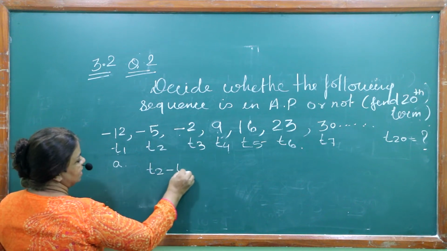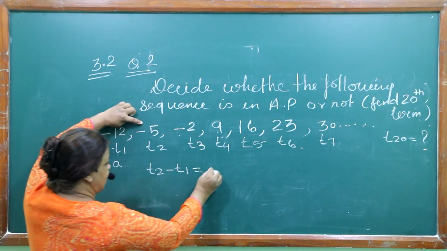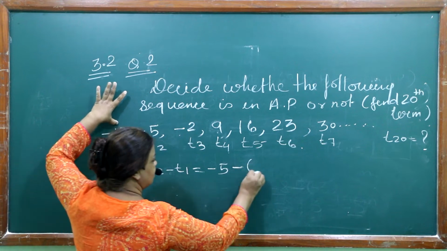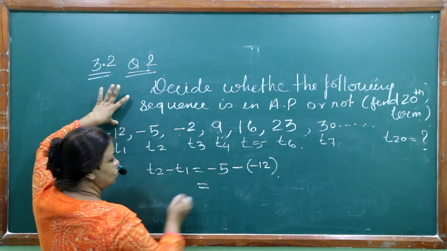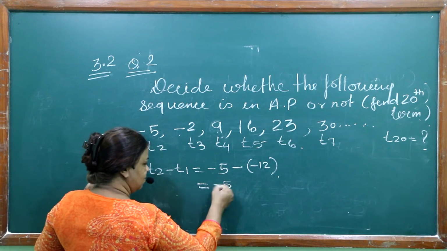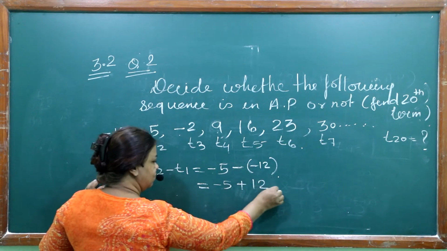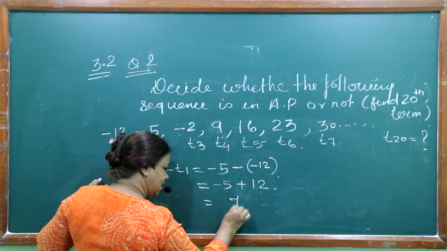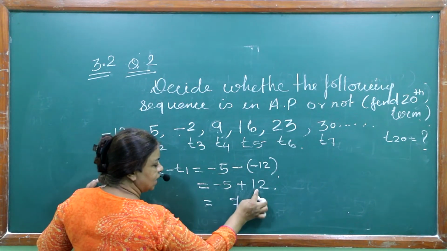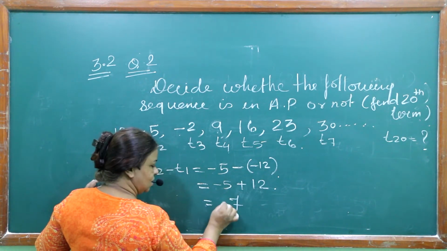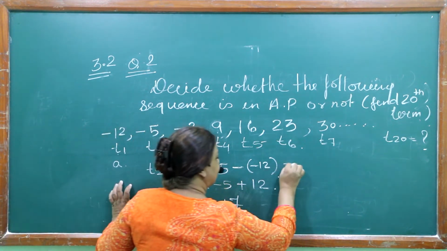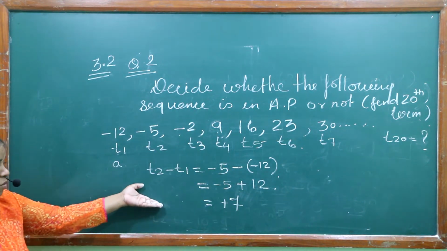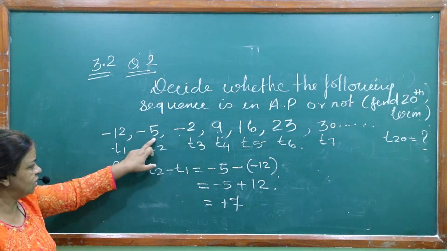Let us begin. T2 minus T1. Second term is minus 5, and the first term is minus 12. So minus 5, minus minus will become plus 12. One is minus, one is plus, so there will be subtraction. 12 minus 5 is 7. Which number is greater? Yes, what is the sign? Plus. So it will be plus, and this is nothing but D. Later on we will see whether the common difference is the same or not. So I just found the difference between T2 minus T1.